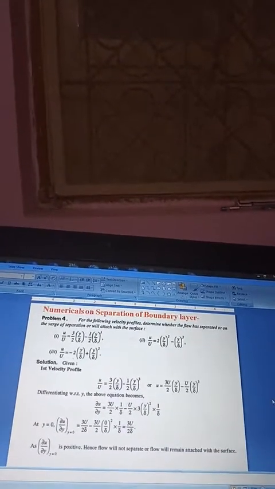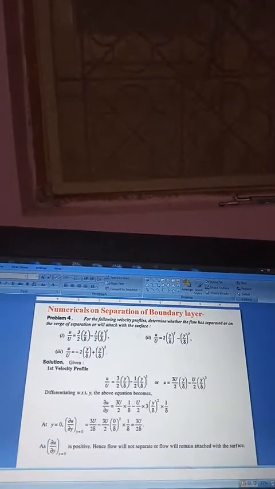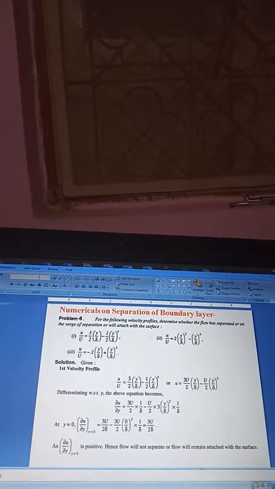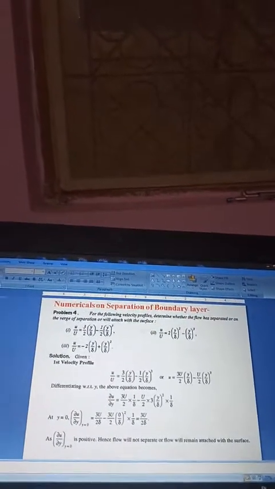If you take the partial derivative of u with respect to y and solve it, you will get ∂u/∂y equal to 3U/2δ minus 3U/2 into y squared by δ cubed. If you put y equal to 0, that is ∂u/∂y at y equal to 0, you will get 3U/2δ, and the sign is positive, hence the flow will not separate. So if ∂u/∂y is positive, the flow will not separate.